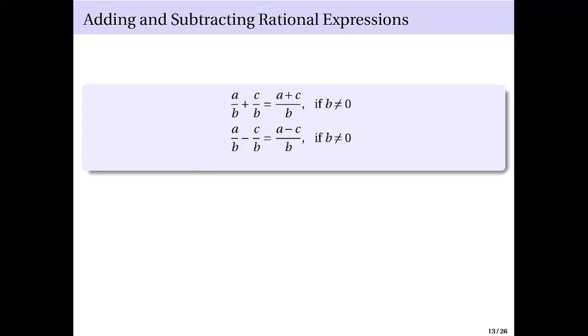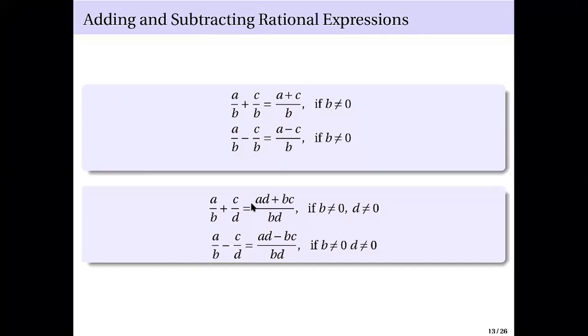This is the more complicated one. You have two fractions with different denominators. You add and subtract them. Okay? So in here, you have A over B plus C over D. So what do we do with this? The denominator of the sum will be the product of the denominators. Okay? So the denominator of the sum will be the product of the denominators. So you have BD there.